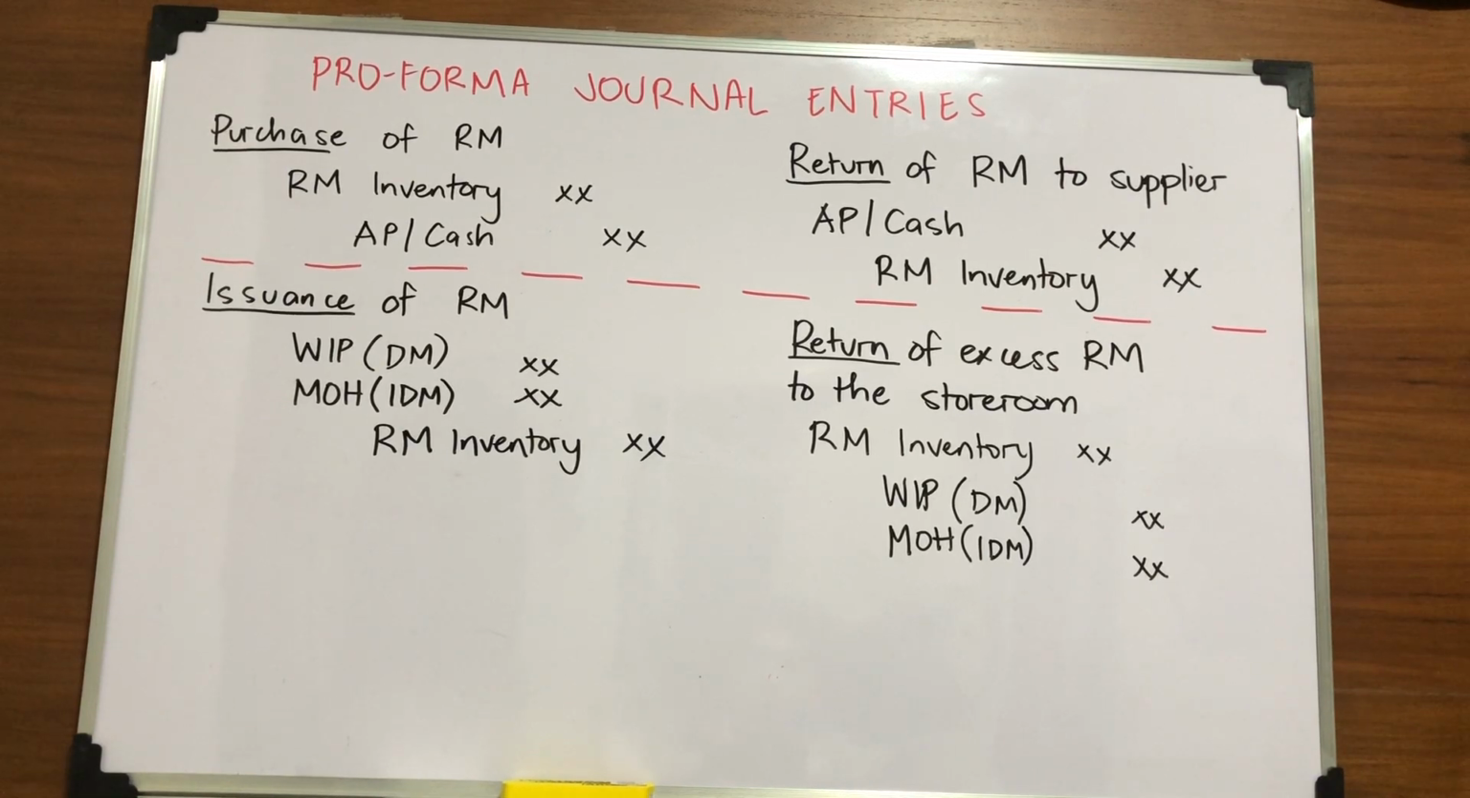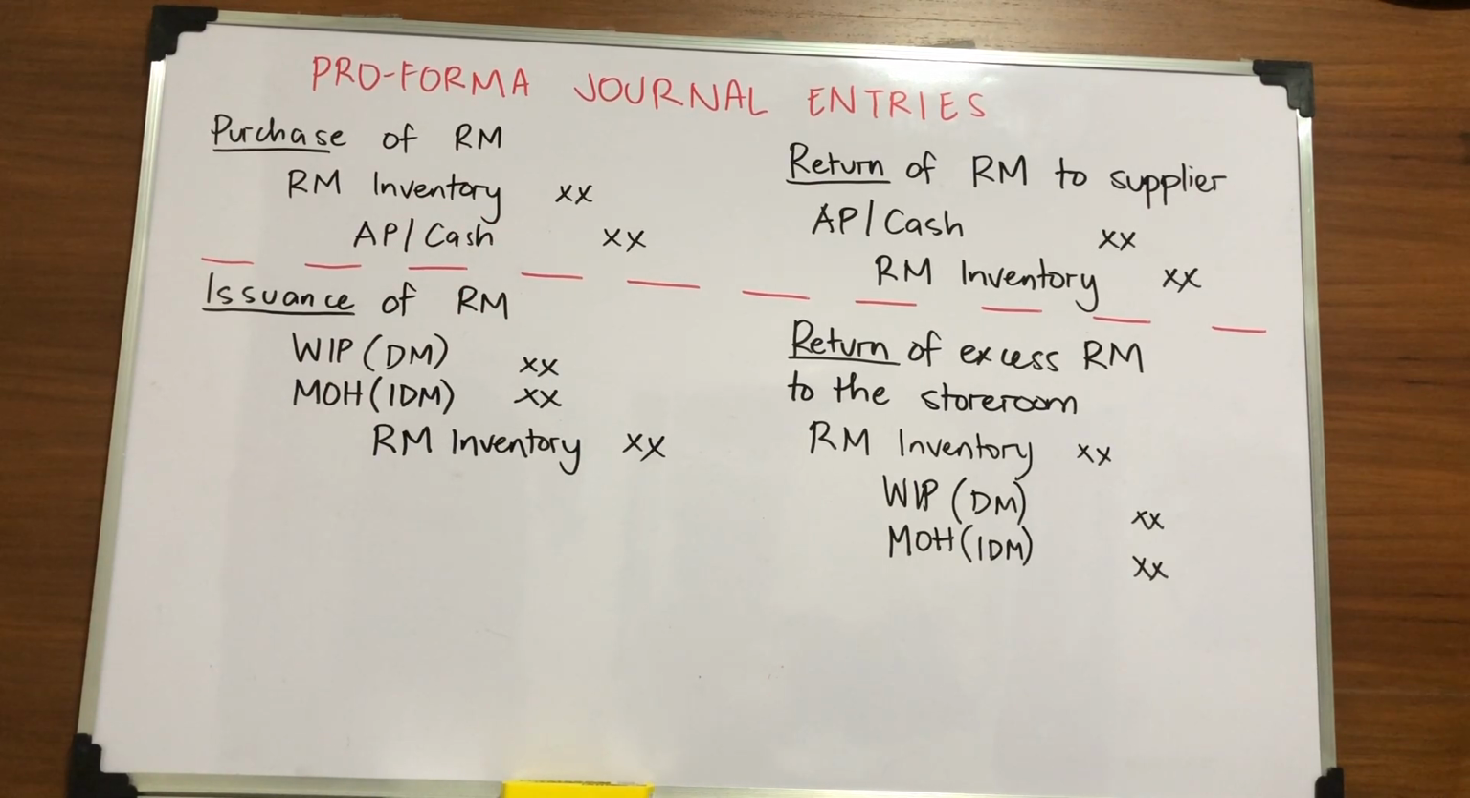In case there are, let's say, defects or damaged goods in the materials received, you have to perform a purchase return. Your entry for that would be a debit to your accounts payable or cash, and you credit your raw materials inventory. Just a reverse entry.